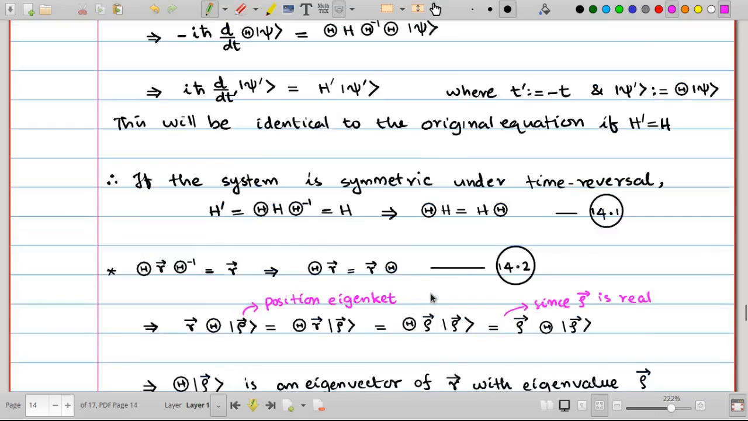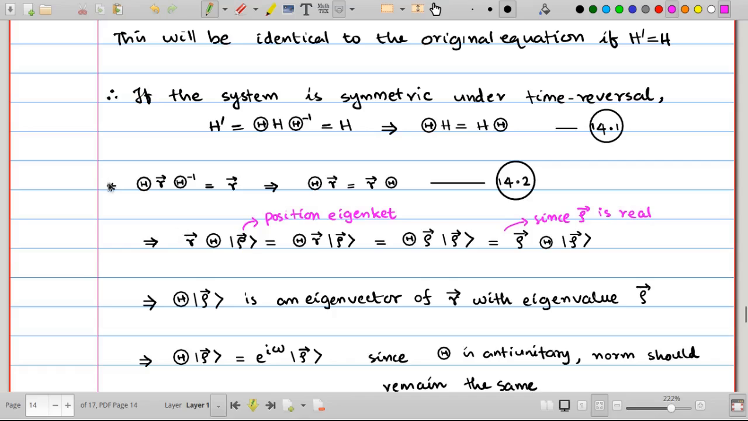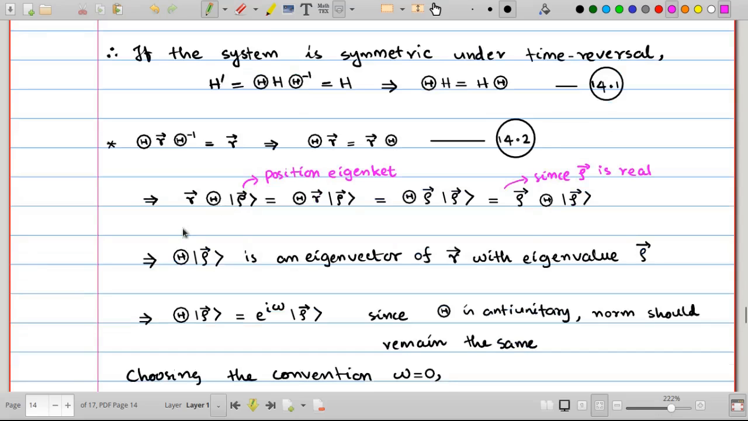Now we consider how the position eigenkets transform under a time reversal operator. We have already required that the position operator remain unchanged under this transformation, the time reversal transformation. That is, theta r theta inverse is equal to r. Now multiplying on the right with theta gives theta r is equal to r theta. That is, r commutes with the time reversal operation.